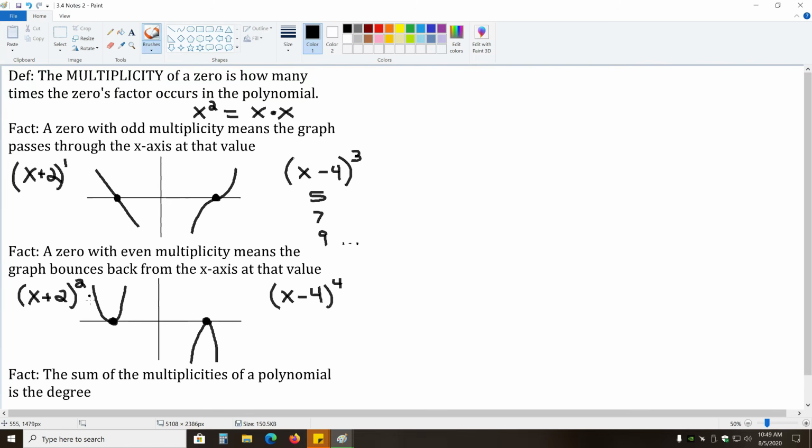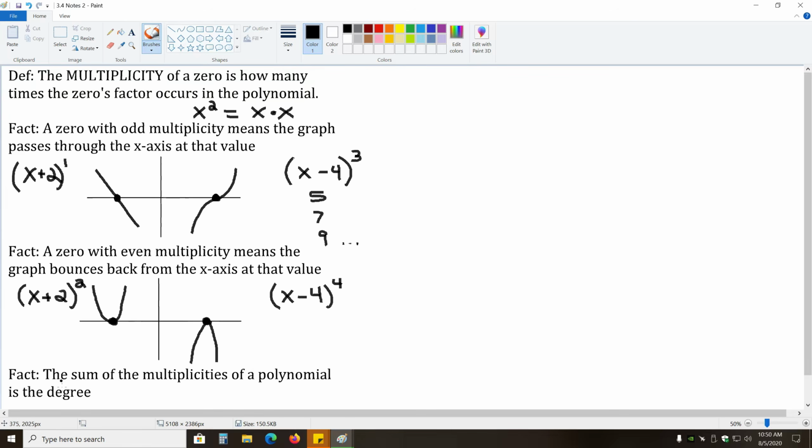And again, this is why we typically only deal with multiplicity of 2. So in general, we're only going to be dealing with multiplicities of 1, 2, and 3, because anything higher will have the same shape, essentially. It'll just look a little bit sharper.